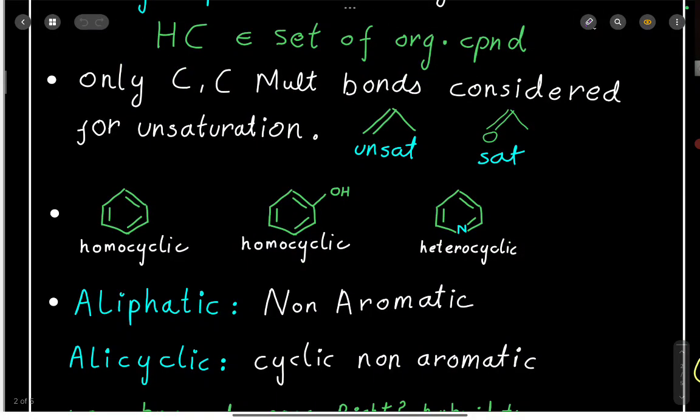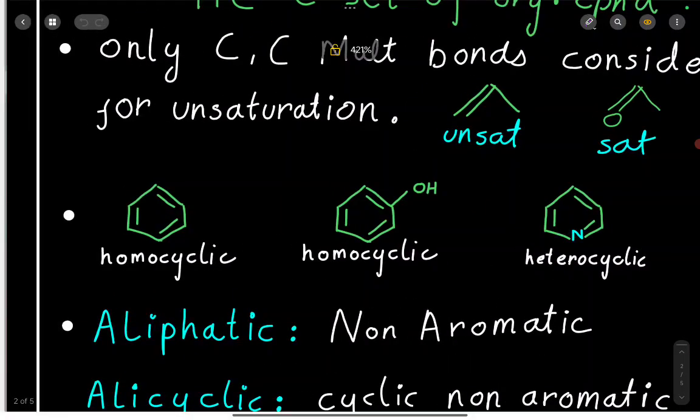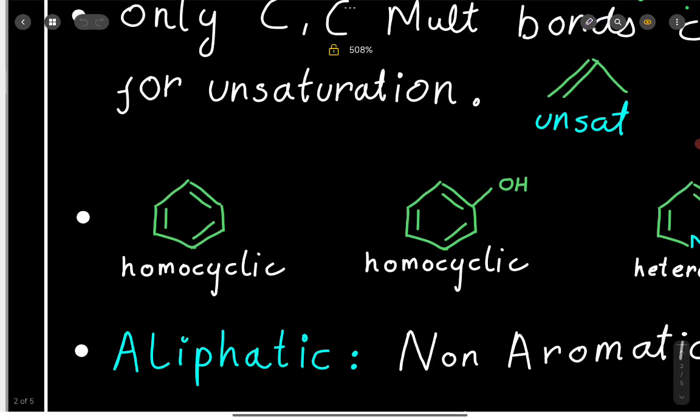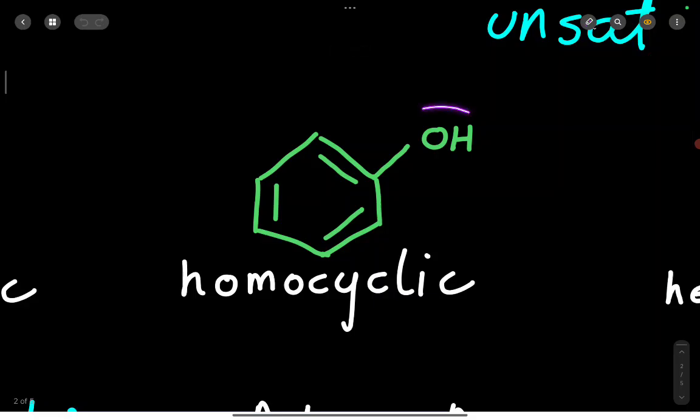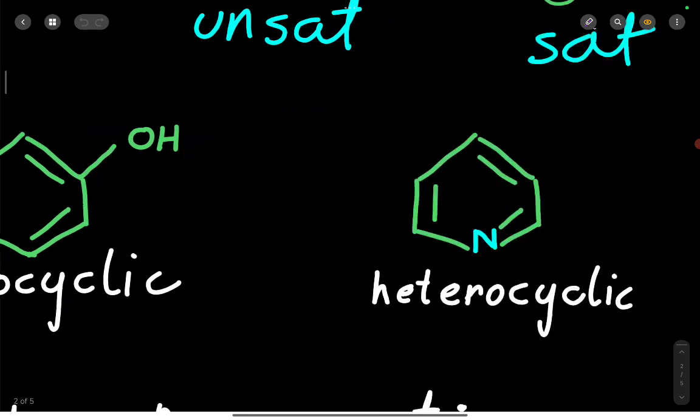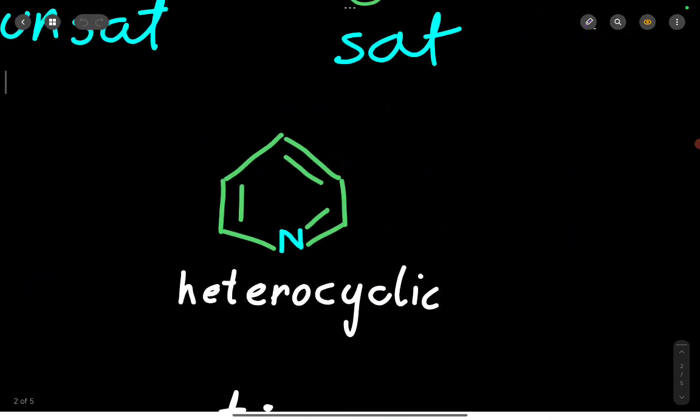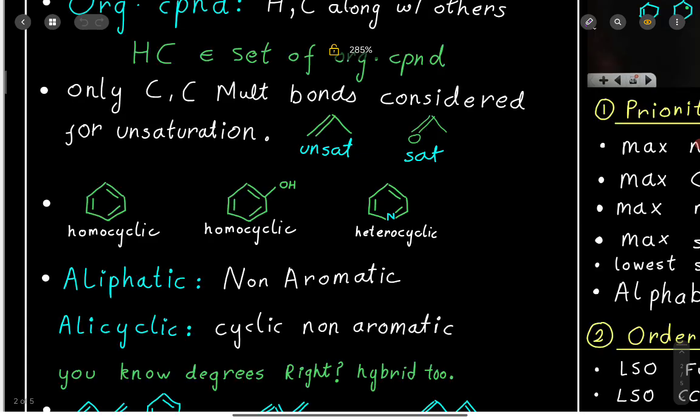Now, let's learn about cyclics. This is what we call homocyclic: anything in which the ring is comprised of only one kind of atom, which in most cases is obviously carbon. But this is also a homocyclic compound because the oxygen atom which is attached to the ring isn't a direct part of the ring. These are all still carbon atoms, hence we call them homocyclic. But this is a heterocyclic compound because suddenly here nitrogen is a part of the main six members of the ring, and this is what we call a heterocyclic compound.